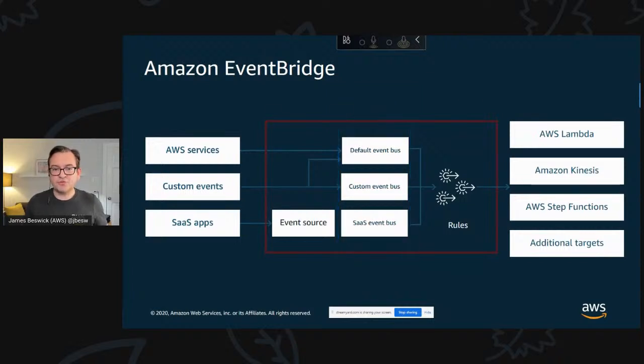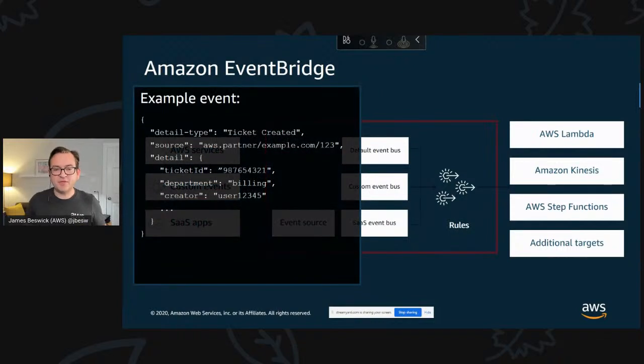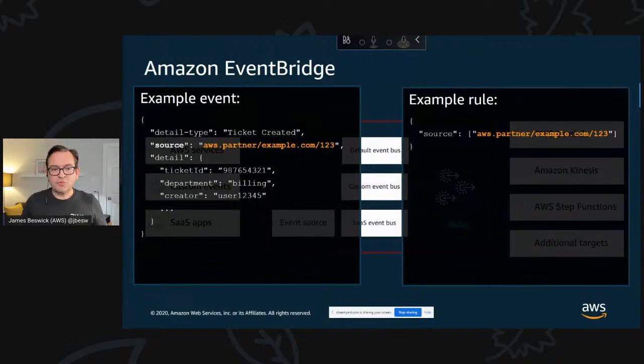And then there are rules. So rules can basically use complex rule handling to figure out what's in the event and where it should then be routed to. So to give you an example of this, here's an example event of what happens when a ticket is created, and it has an ID and it comes from a certain department. A rule might look like this. So a rule is just JSON, just like the event, and it might match on a source, looking for partner example.com 123. So in this case, the rule would match the event.